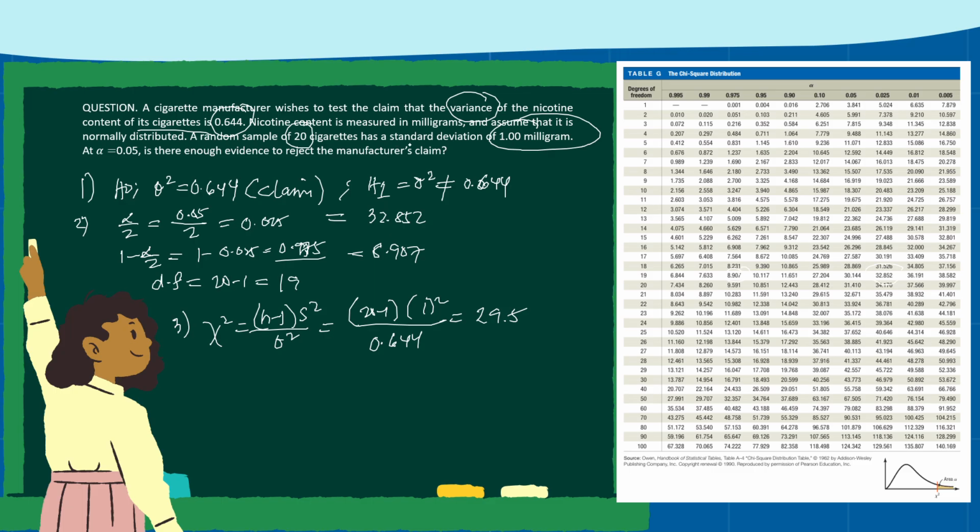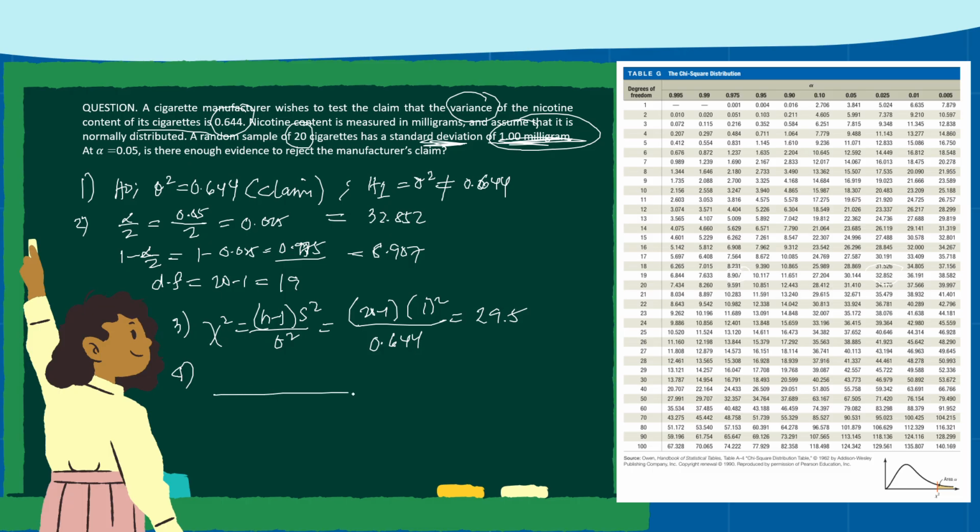Since the standard deviation given for the random sample is 1 milligram, we have to square it. We have to square here like this, because the given is 1 milligram, and this is just the standard deviation. We have to square. So next, step number 4, make the decision.